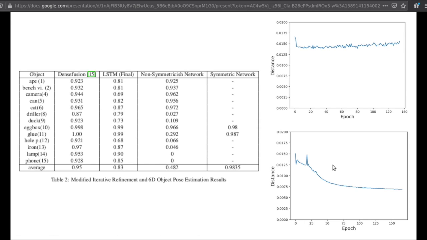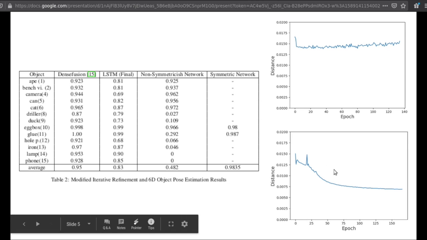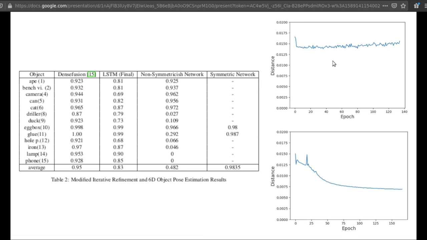Nonetheless, on the bottom here is the loss for the non-symmetric-ish network, and on the top is the loss for the symmetric network. The results of the networks are seen in the last two columns here. The symmetric network performed as expected. However, the results of the non-symmetric network are nonsensical, likely due to the off-by-one indexing error.